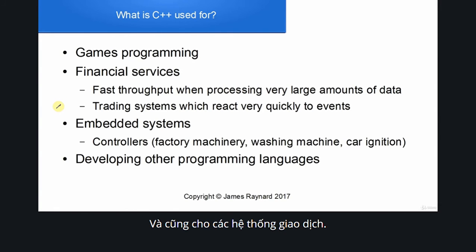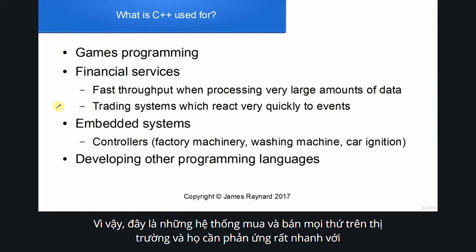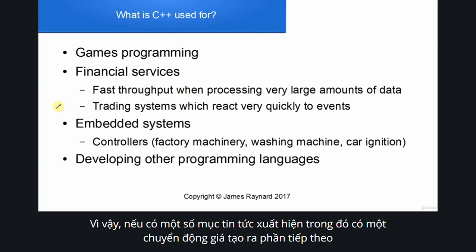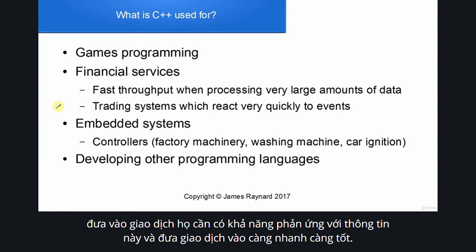And also for trading systems. So these are systems which buy and sell things in the markets, and they need to react very quickly to events. So if there's some news item that comes out, or there's a price movement that creates a signal to put on a trade, they need to be able to react to this information and put the trade on as quickly as possible.